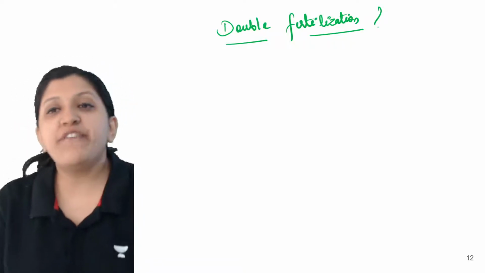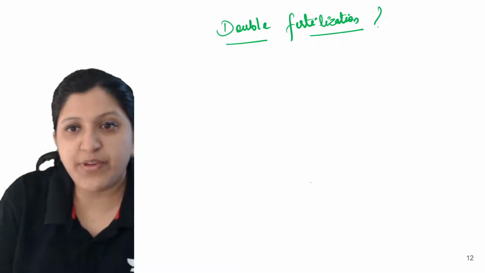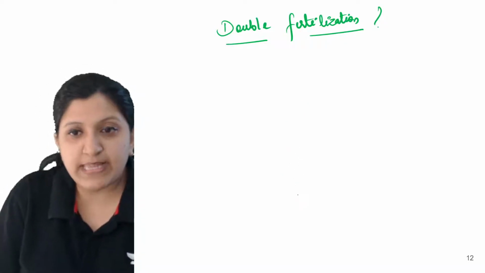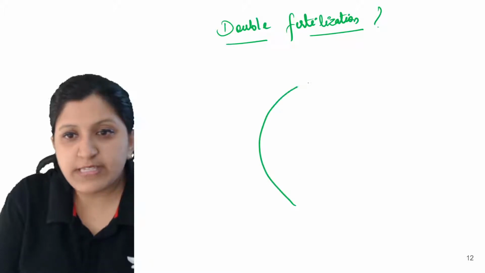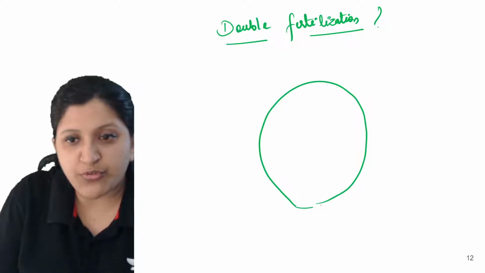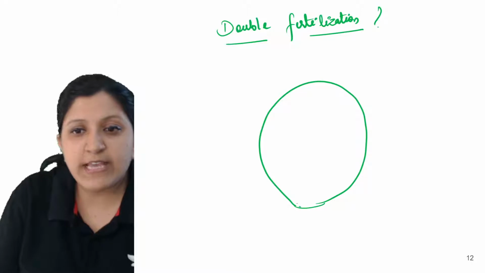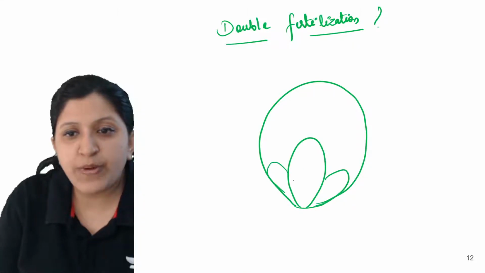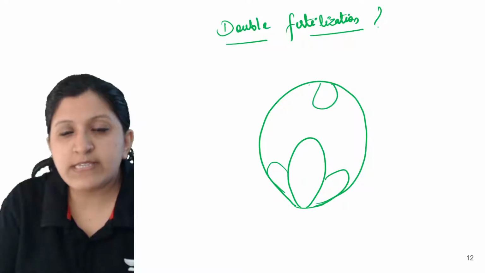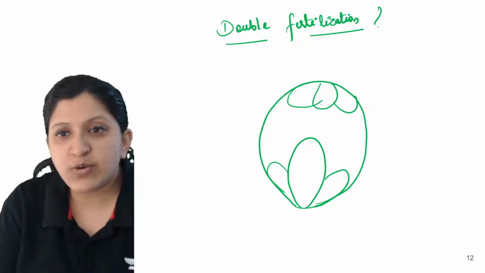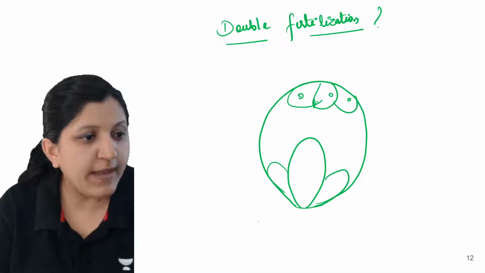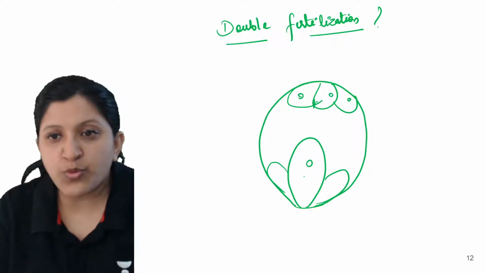Alright, so when we mention double fertilization, let's draw only the embryo sac, that is the female gametophyte. So now this one is a female gametophyte. Alright, so there is an egg over here. There is a synergid over here. The opposite end has the antipodal cells. So this is an antipodal cell having its own nuclei, and this one also has its own nuclei.